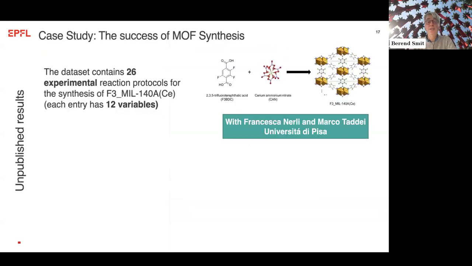Okay, so this is coming back to metal organic frameworks, because we always had this in mind. Can you do something, for example, for MOF synthesis? Can you predict synthesis conditions? Because that is really an important question where there is not much theory. So this is work from the group at the University of Pisa, where they were making a particular MOF, called MIL 140, I think with cerium.